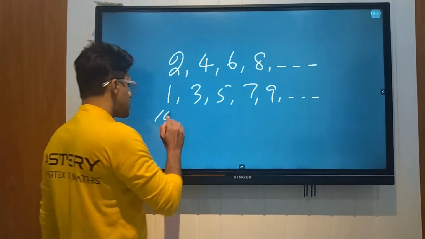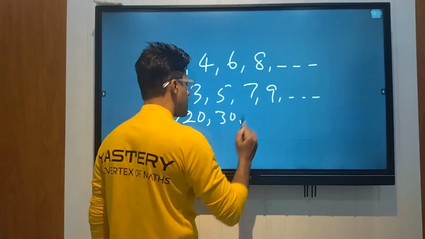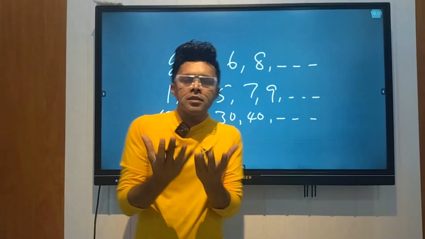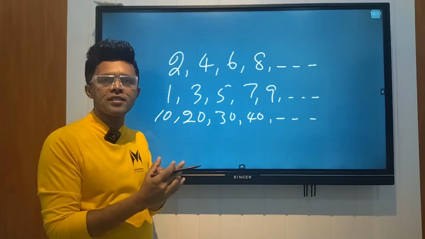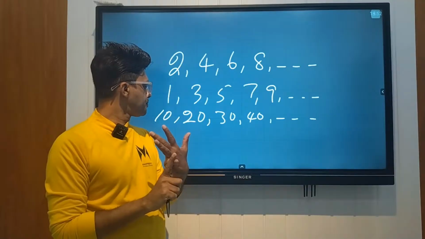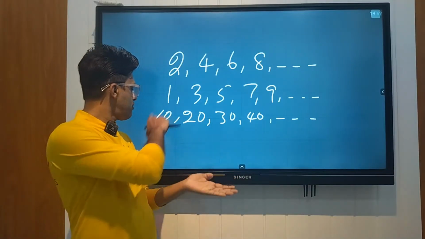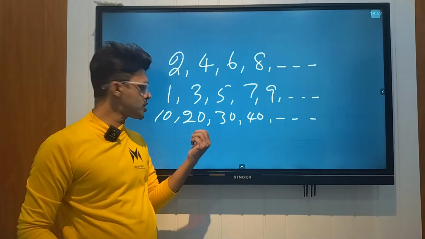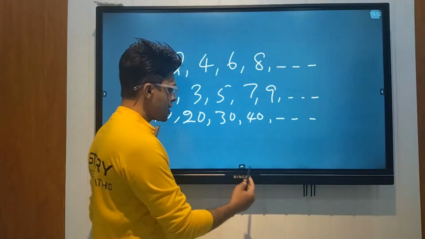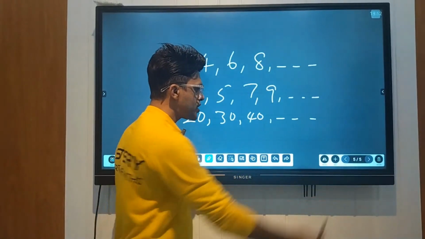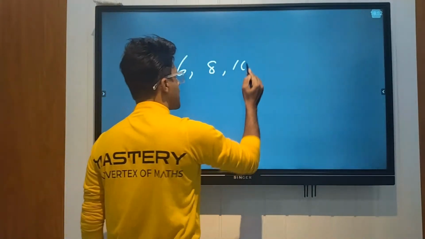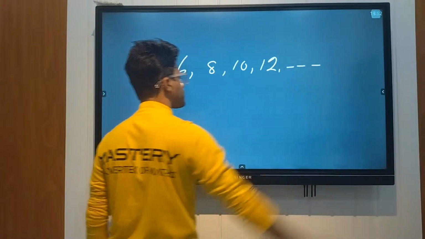Think of this one: 10, 20, 30, 40, and so on. What type of number sequence is this? How can you identify this one? These are multiples of 10. The first value is 10, the second value is 20, then 30, 40, and so on. I will be teaching you about this one, and also 6, 8, 10, 12, and so on.